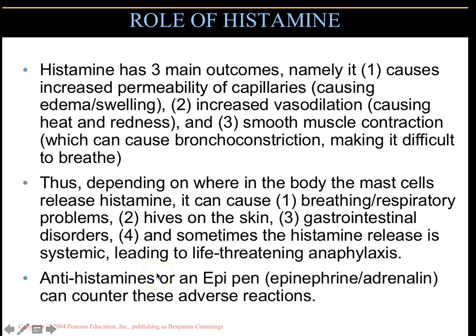That's the reason for the EpiPen, because epinephrine, also called adrenaline, can counter this. In other words, it can immediately, within seconds, vasoconstrict, decrease permeability of the capillaries, and increase smooth muscle relaxation. And then that person survives. If it's not life-threatening, like hives, then taking antihistamines by mouth will take about half an hour, but that can give you relief. But if you have a systemic anaphylactic reaction, then you've got to have that EpiPen.